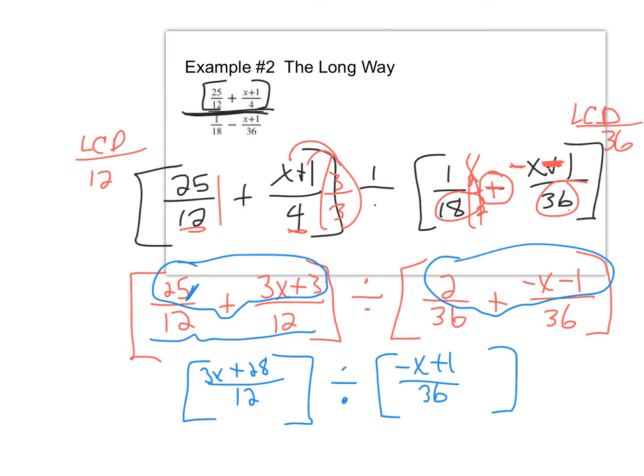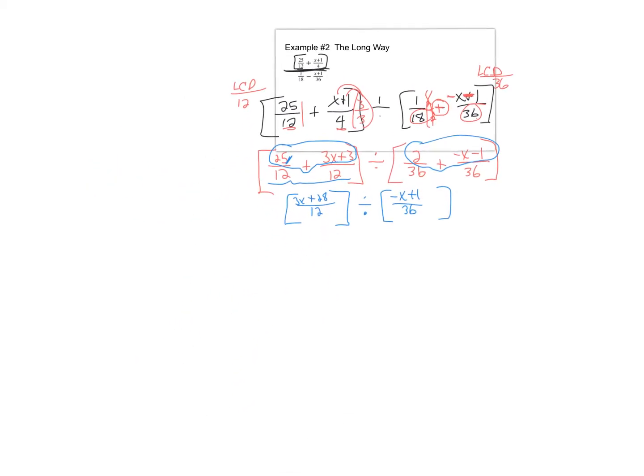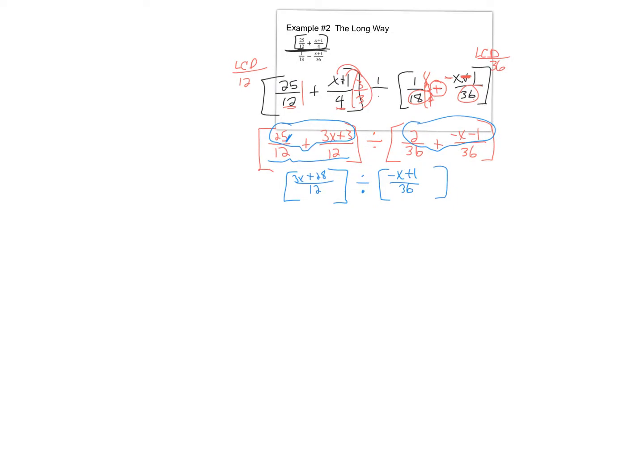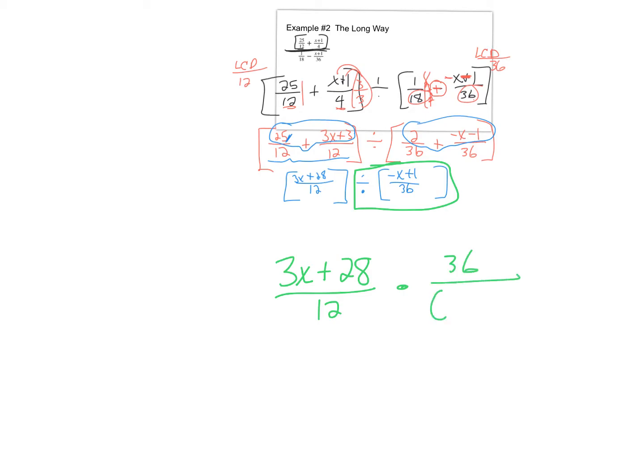All right, so now let's make some more room. Okay, so now let's flip the guy and multiply here. So we're going to flip this back piece. So we're going to have 3x plus 28 all over 12, now times 36 all over negative x plus 1.